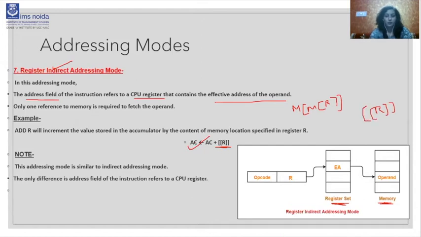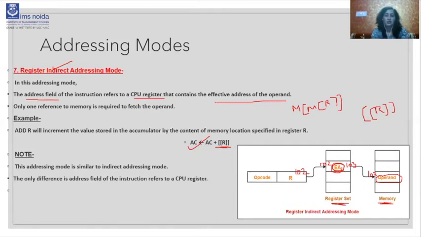Clear? So suppose this is an instruction, and the register contains some address, suppose 102. We have to move to the register set. We will move to the address 102. At 102 there is another address, this effective address, EA means effective address, which shows the address of a memory. Suppose it contains the address 103, right? So we will move to the memory, and suppose this is the address 103. At this location the operand is found. So this is the concept of register indirect addressing mode.